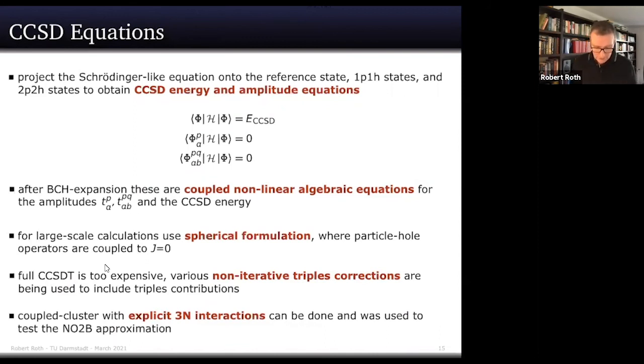And coupled cluster is the only of these medium mass methods which so far have been used with explicit 3-body forces. So you don't have to do this truncation to the normal ordered 2-body approximation that we discussed. You can use a complete 3-body force. We did that. It's expensive, but it's important to kind of validate this approximation that we did with this normal ordered 2-body approximation.